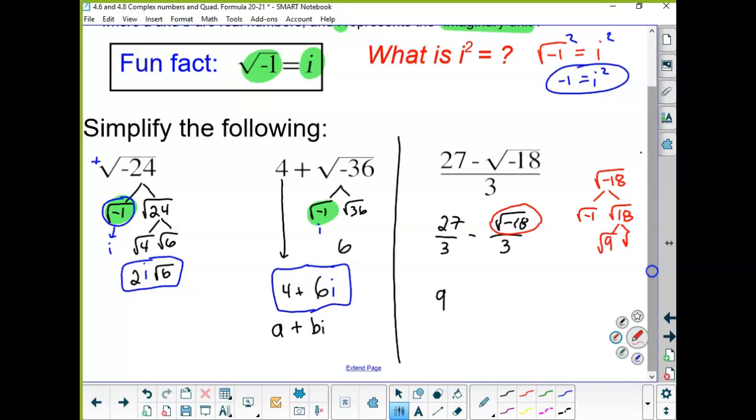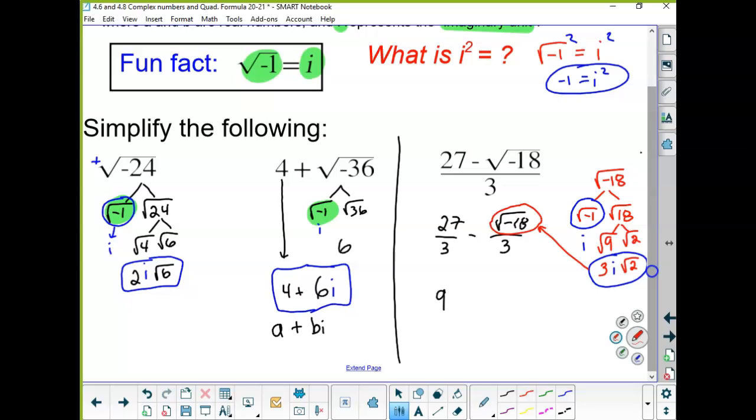So I'm thinking, what perfect square goes into 18? 9 and 2. And then the square root of 9 is 3. We cannot break down the square root of 2. And we know that the square root of negative 1 is i, but that i is going to go right in between the 3 and the square root of 2. Okay. So all of this is going to replace the square root of negative 18.